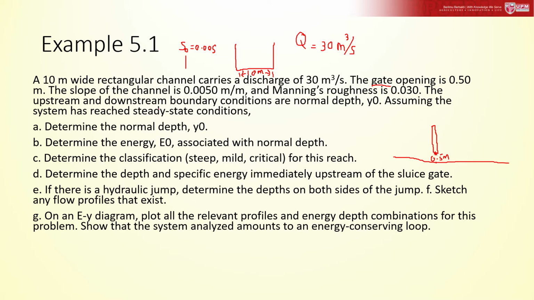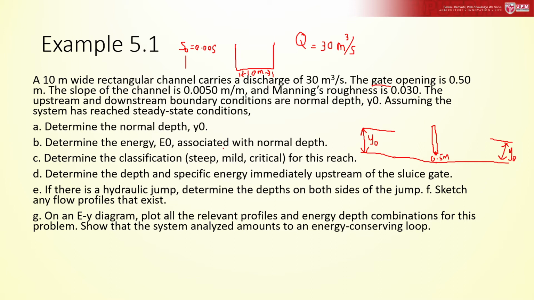The upstream and downstream boundary conditions are normal depth. So we have upstream and we have also downstream somewhere here. So this is normal depth, and here it is also said in the question, it has normal depth. Assuming the system has reached steady state condition, first determine the normal depth.